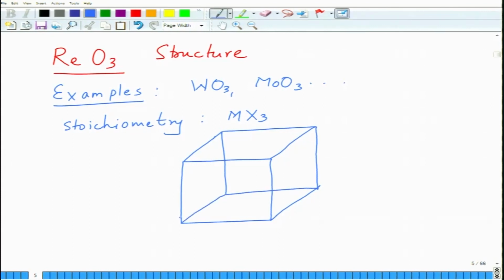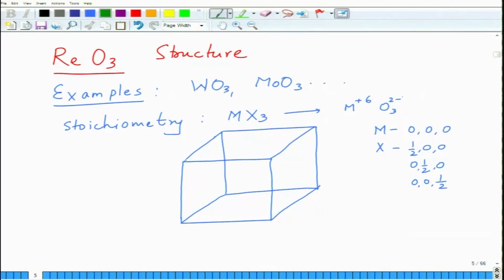So, you can see that in this kind of structure, M is a plus 6 ion, and you have 3 oxygen which are 2 minus, and there are 3 of them. Okay. The atomic positions happen to be M at 0 0 0 and X at half 0 0, 0 half 0 and 0 0 half type of positions. It is a primitive cubic lattice.